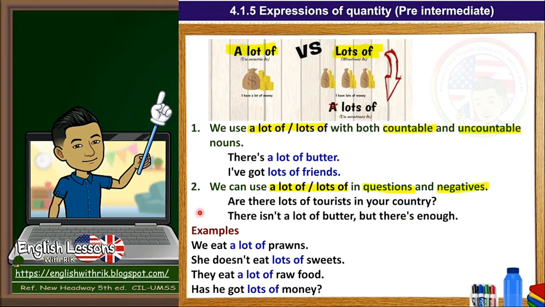Here are some more examples. We eat a lot of prawns. She doesn't eat lots of sweets. They eat a lot of raw food. Has he got lots of money?